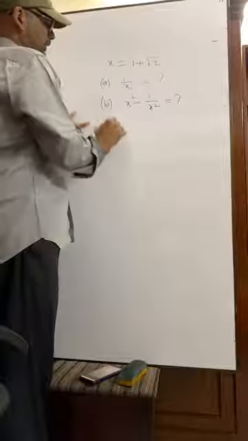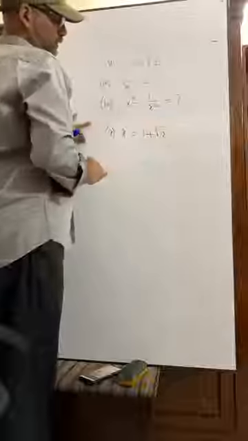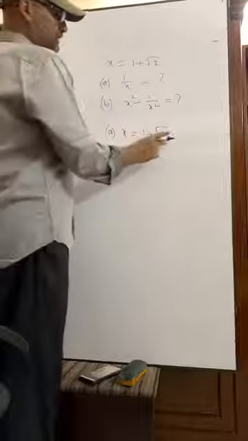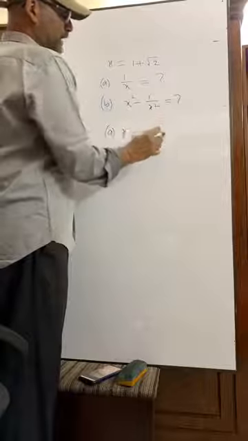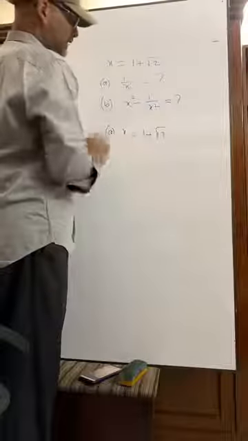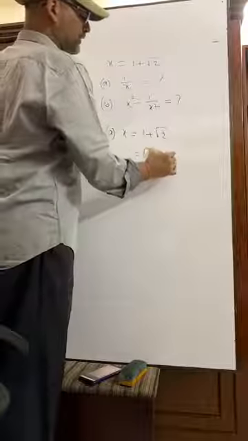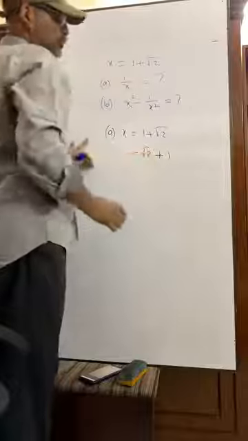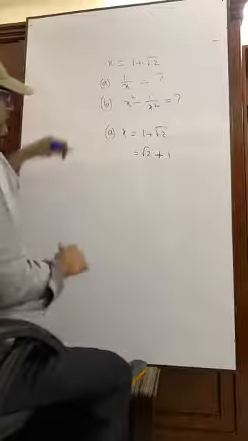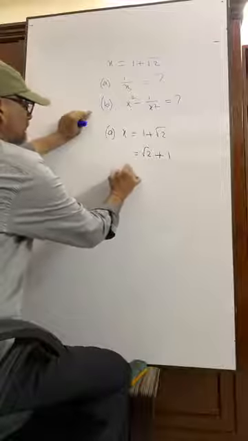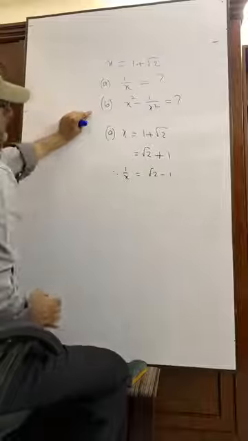x equals 1 plus root over 2. Which one is larger or greater than the other? This root 2, its value is 1.414 like this. So this root 2 is to be written first. You understand? Then what is 1 by x? We know it will be root 2 minus 1.